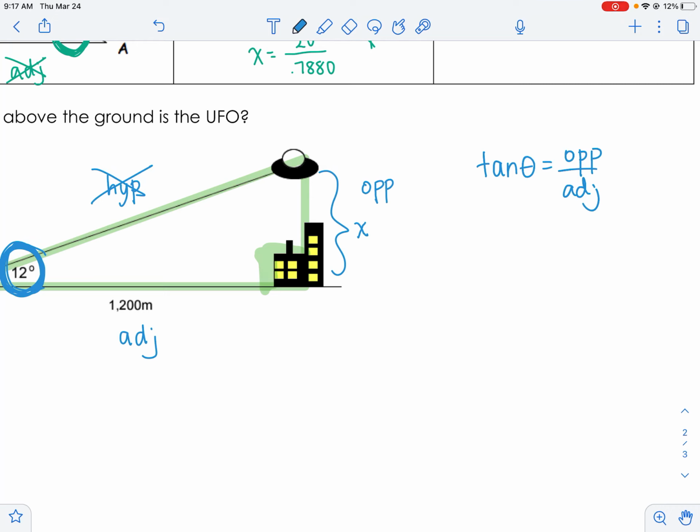And I want you to see if you can figure this problem out. Go ahead and plug in all that you know. Use your trig chart and then decide, are you multiplying or are you dividing?